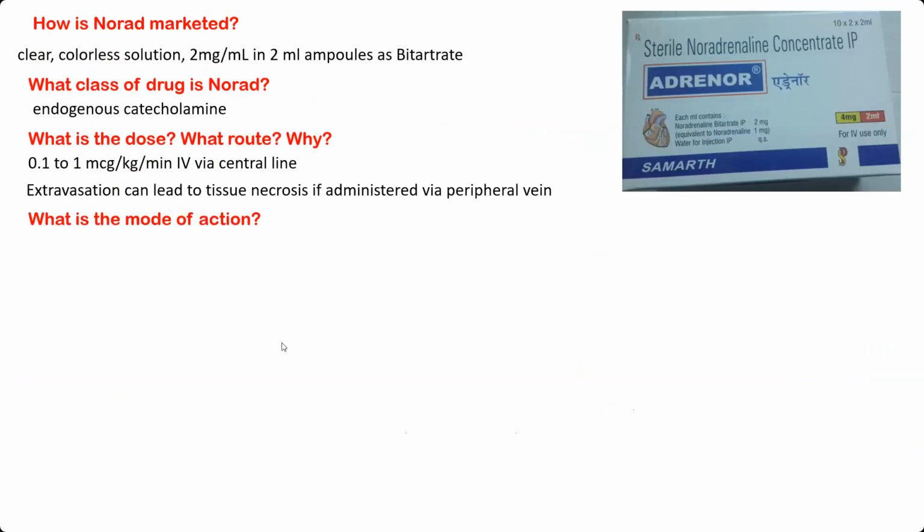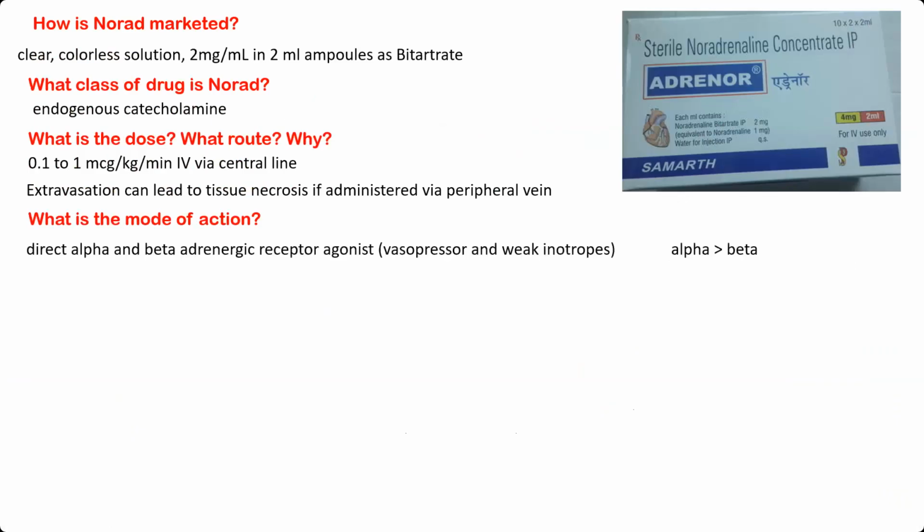It acts on alpha and beta receptors, alpha more than beta. So this is a vasopressor and a weak inotrope, alpha more than beta. What are the indications for its use?